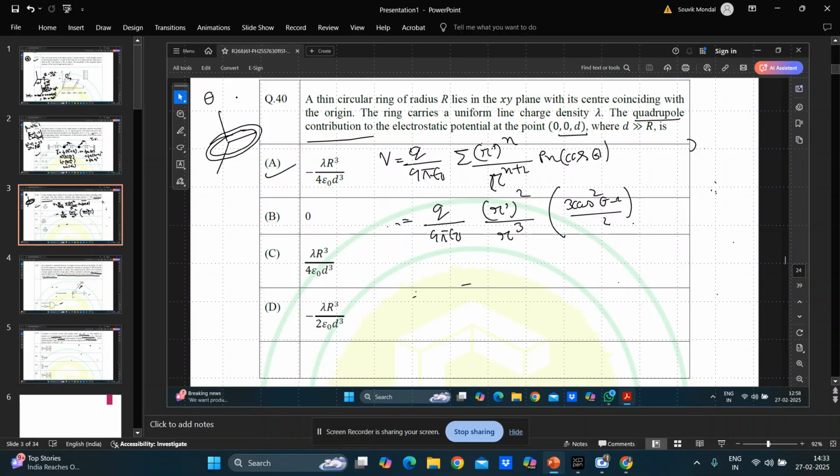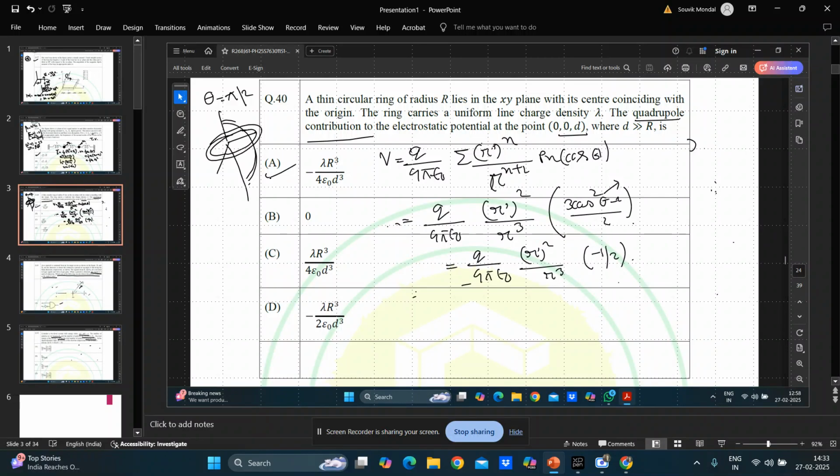Theta in spherical polar coordinates will vary from 0 to pi, from this to this. So theta equal to pi by 2 will give you the xy plane. So simply put theta equal to pi by 2. The first thing is like this: it will be q by 4 pi epsilon naught, r prime square by r cube, into minus half, right?